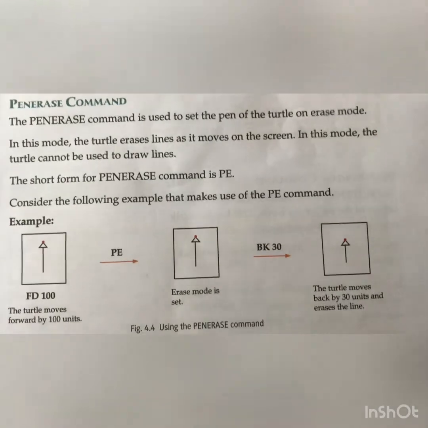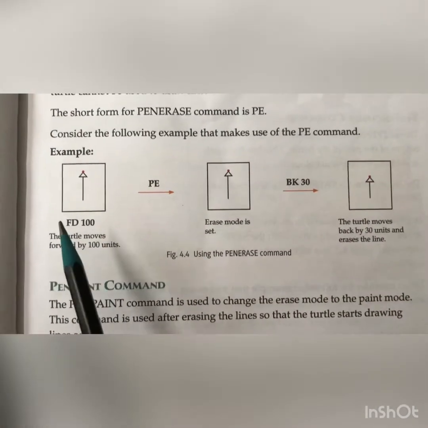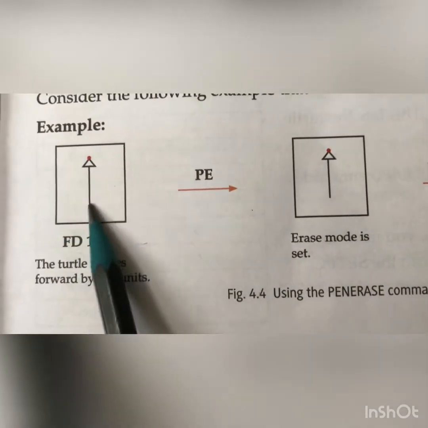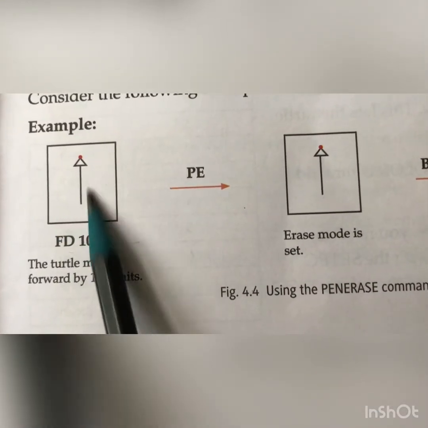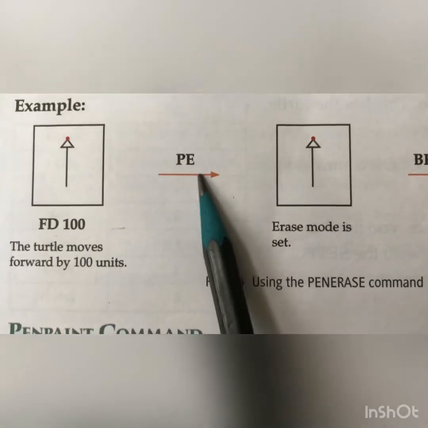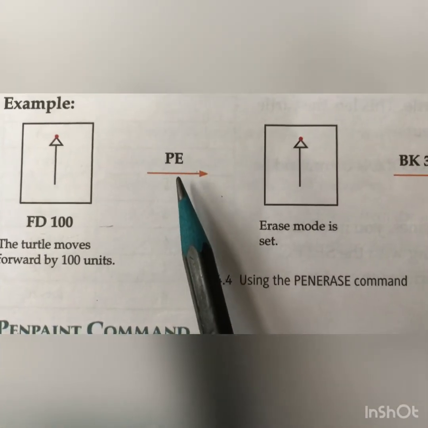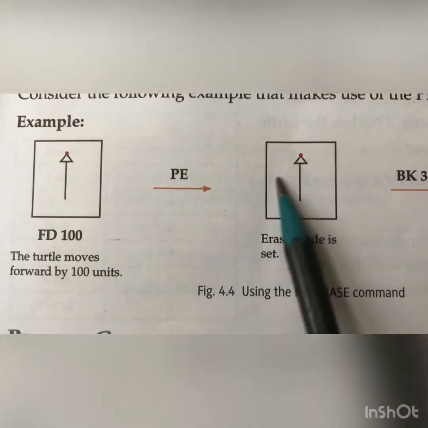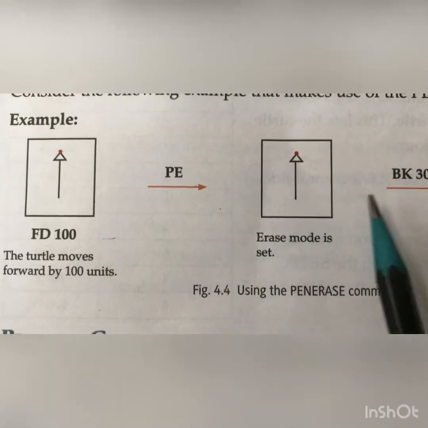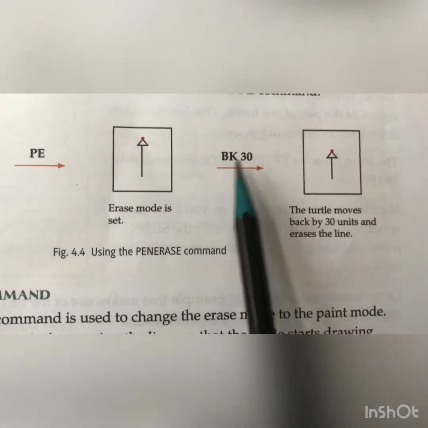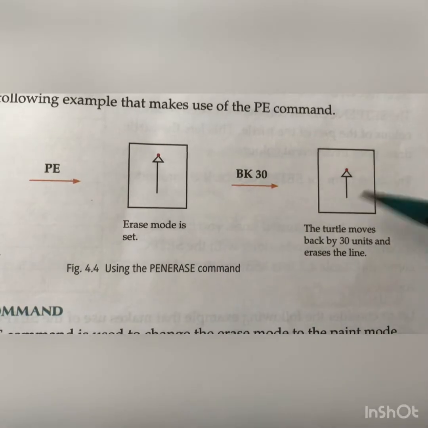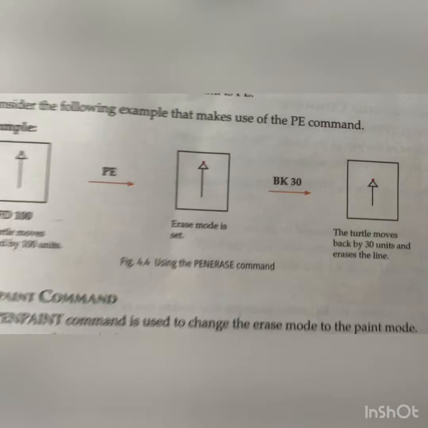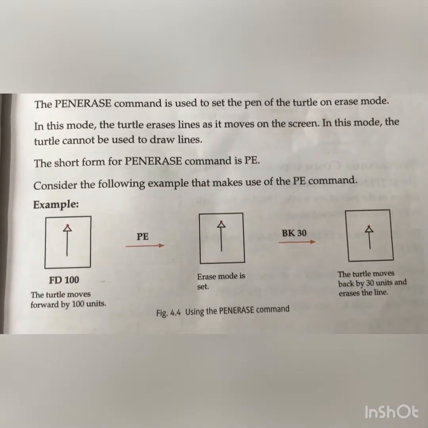Now we are going to see one example like in our course book. First is FD 100, forward 100 units, so it draws a line like this. Then I give one command, that is PE, pen erase. It only turns on the mode, no effect is shown here. Then I give BK 30, BK means backward 30, so it rubs out 30 units from here. So like this the pen erase command is used.